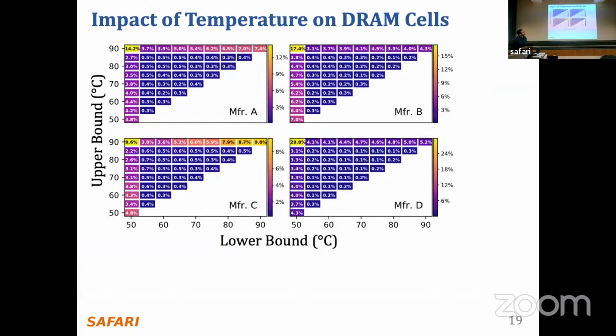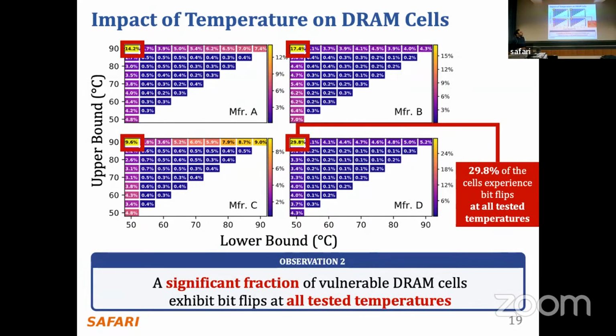So we see that different DRAM cells are vulnerable to RowHammer within specific temperature ranges, which can be different from each other. And as we look at all data from all four manufacturers, we see some similar distribution across these lower and upper bounds of temperatures. And we see that a significant fraction of vulnerable DRAM cells exhibit bit flips at all tested temperatures. Okay, so from 50 degrees to 90 degrees, we always see bit flips in these fractions of DRAM cells.